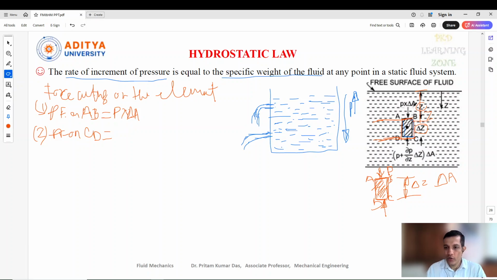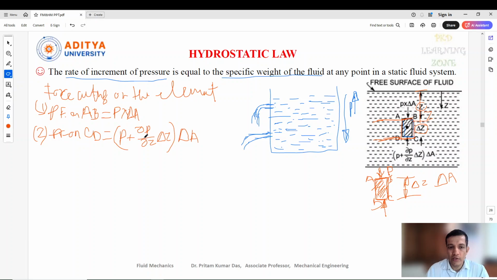So what pressure force will be there at this point? What pressure is already there? That is P plus dou P by dou Z into delta Z. Delta Z is the height, that much height, into the area. The area is the same, so we can consider delta A for this.